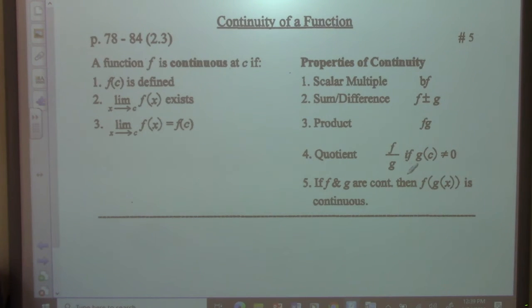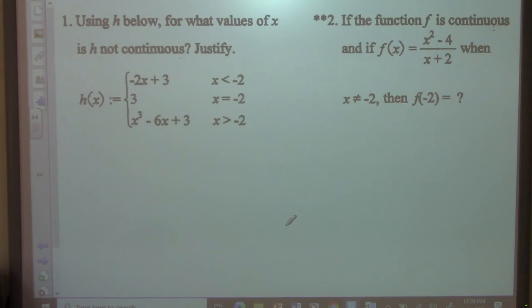Now for a quotient, that's a little tricky because you're going to have continuity except where the denominator is equal to 0. So that's all this is saying. And then the composition of functions. So those things are just properties, continuity. And so now we come to some examples of that. And I'm going to work one of these out and show you. And so this is one where we have a critical number. What is a critical number here?